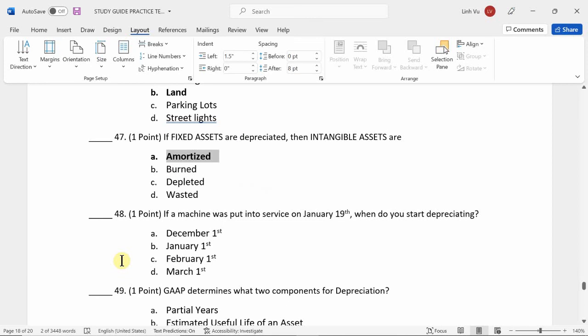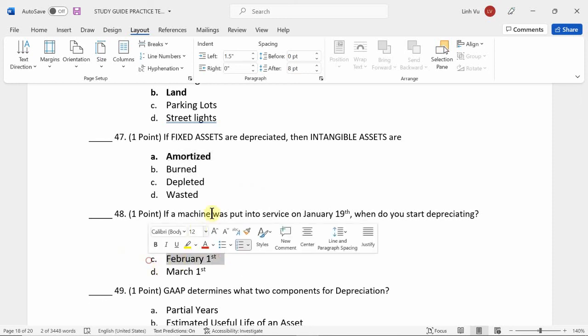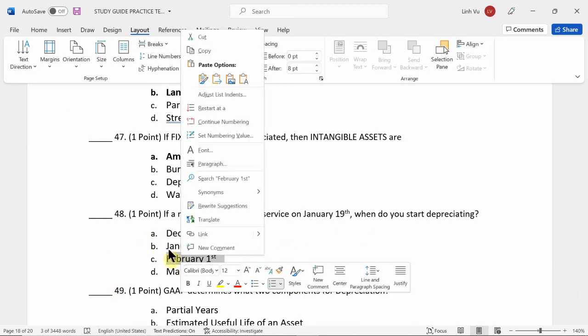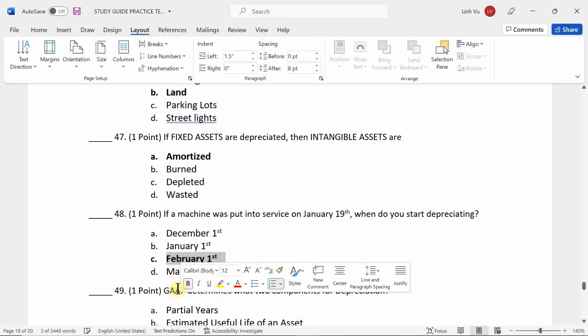Number 48. If a machine was put into service as of January 19, when do you start depreciating it? February 1st, right? Because if you place it into service on the 19th, that falls after the 15th, which means you used it less than 50% of the month. So it's just better to do it as if it was the 1st of February, correct? Okay, 1st of February.